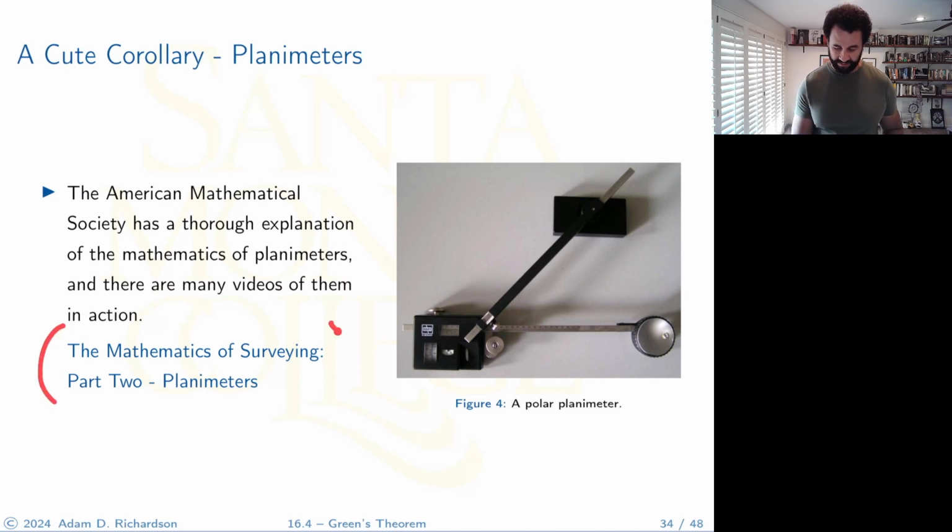And if you want to get deeper into the math of how these things work, the AMS, the American Mathematical Society, has a complete explanation of how they work, including some historical documents for when they were first created. I think it was the 1800s? Gosh, was it the 1800s or the 1900s? I can't remember now. That's all right. You check it out. All right, so a couple of cute corollaries there about finding the area.